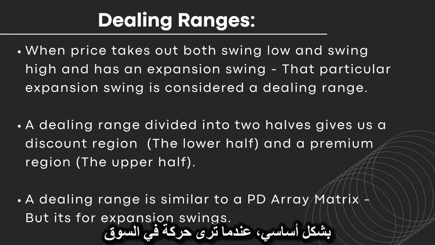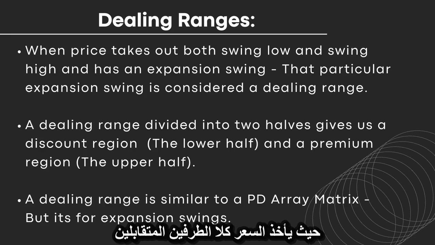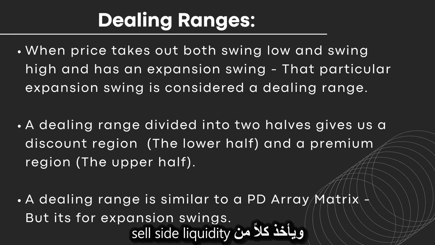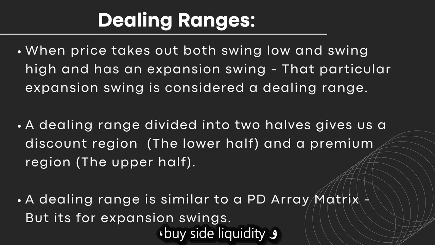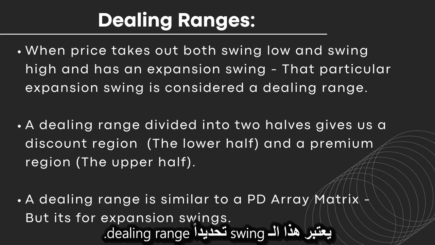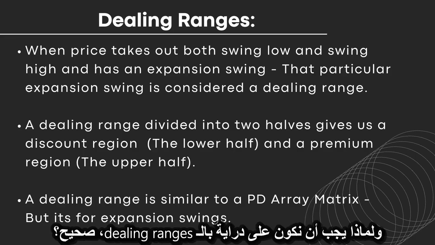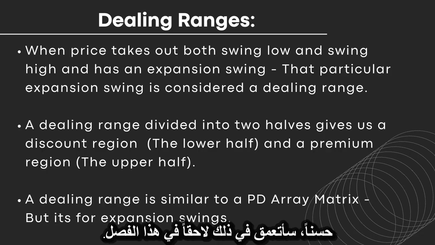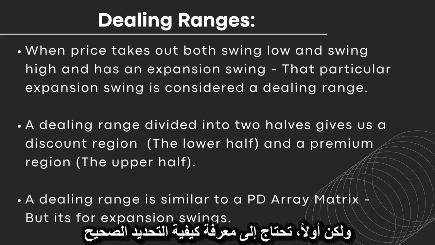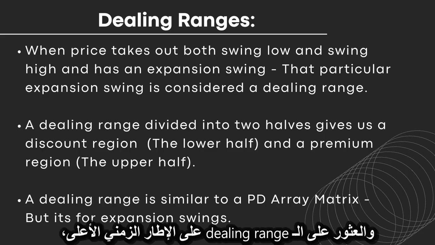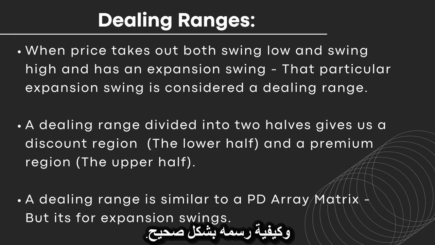Basically, when you see a move in the market where price takes out both opposing ends of the range, taking out both sell side liquidity and buy side liquidity, and then it expands, that particular swing is considered a dealing range. You might be wondering what the importance and significance of dealing ranges is, and why we should be familiar with them. I'm going to delve into that later in this chapter, but first you need to know how to correctly identify and find a dealing range on the higher time frame and how to correctly draw it out.